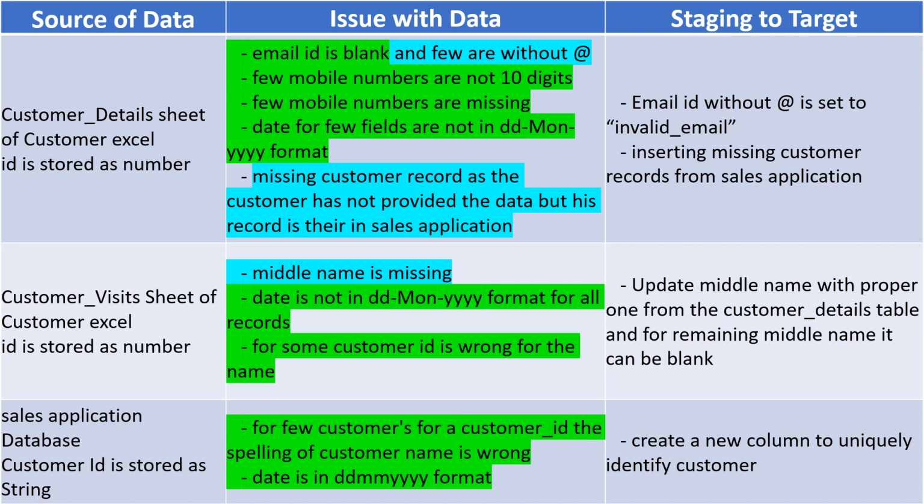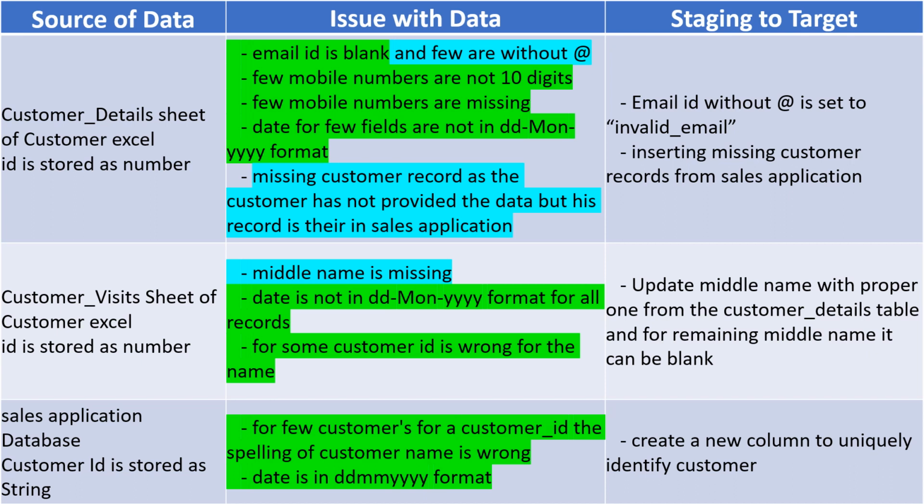Inserting missing customer records from the sales application: the customer has not provided the data, but his record is there in the sales application, so that record can be inserted from the sales application into this particular table in the target. Middle name is missing: update the middle name with the proper one from the customer details table in staging, and for the remaining, the middle name can be blank. For a few customers, the spelling of the customer name is wrong.